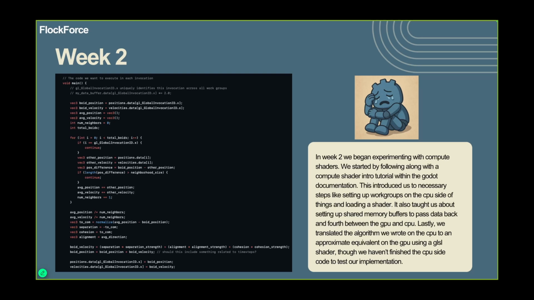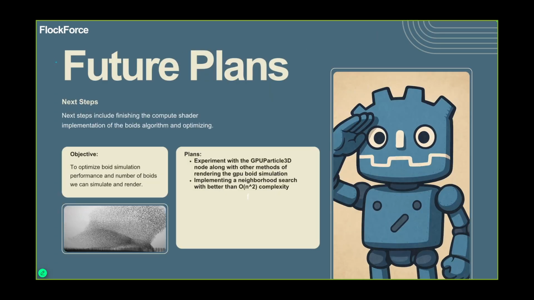And then with that information, we wrote our first draft of essentially the same algorithm as we used in our CPU simulation. We wrote that in a GLSL shader, and now have to do a little more work to get that working, and then some more work on top of that to optimize it and get it to run efficiently. So that's what we've done up to this point.